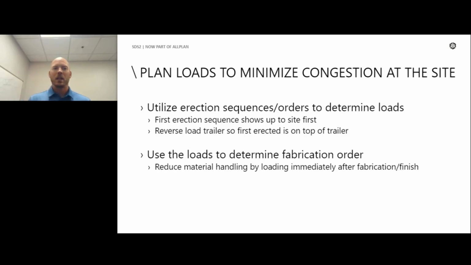Talking a little bit about planning loads to minimize the congestion at the site. Typically you're going to have erector sequences, erector orders. We can take advantage of that, use that to determine the loads. It could be something as simple as, hey, we're going to load the first erection sequence and that's going to show up to the site first. It could be as complex as reverse loading the trailer so that you can pull right up and erect directly off that trailer in those really congested sites, whether you're downtown Chicago, New York, wherever you're doing this.